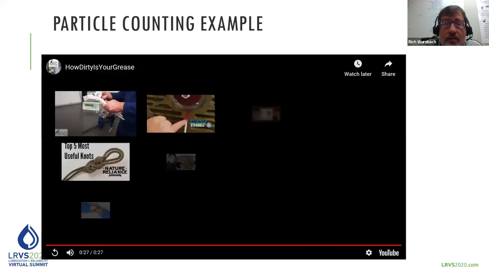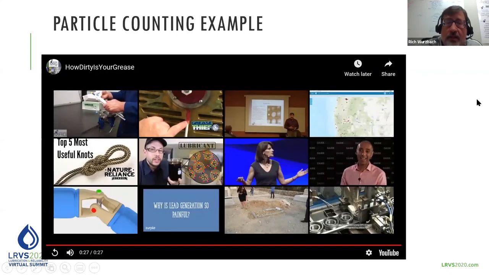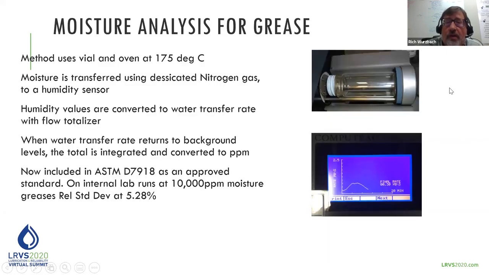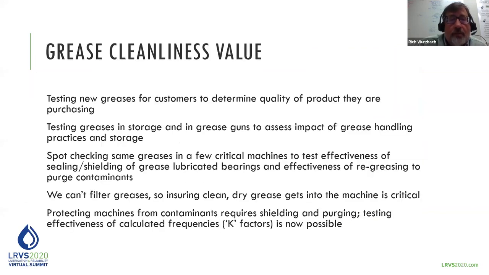But if a grease like this is what's going into your machine from your grease gun or your auto luber, it's going to start fatigue wear and abrasive wear right off the bat. Other contaminants that are measured include moisture analysis, where one of the real good methods that we have available now, part of this ASTM D7918 standard for in-service grease analysis, uses a heated dry air transfer to a humidity sensor and gives us parts per million levels of moisture in grease.